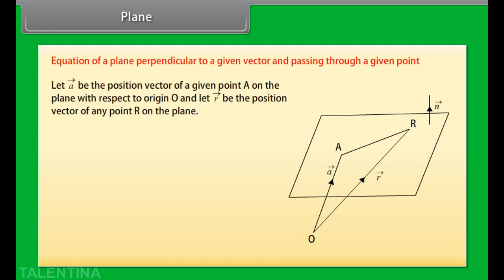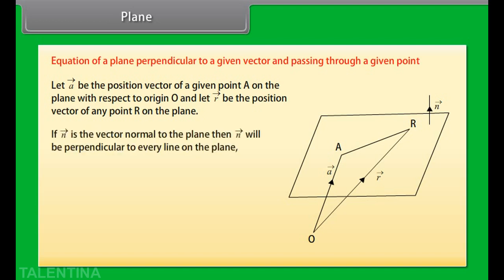Let vector A be the position vector of a given point A on the plane with respect to origin O, and let vector r be the position vector of any point R on the plane. If vector n is the vector normal to the plane, then vector n will be perpendicular to every line on the plane. So, vector n is perpendicular to vector AR. So the equation of the plane is the dot product of vector AR and n equals 0, or the dot product of (vector r minus vector A) and vector n equals 0.